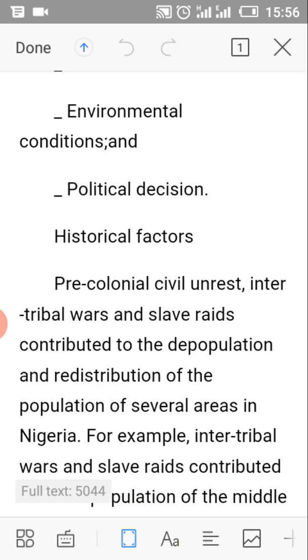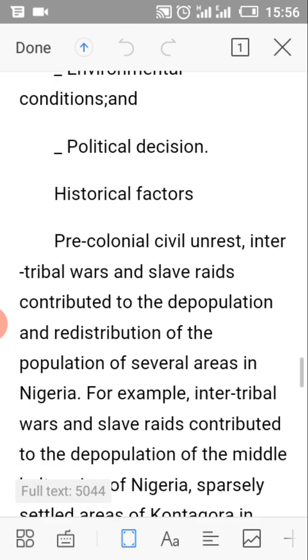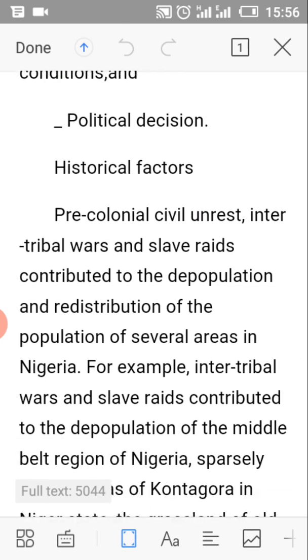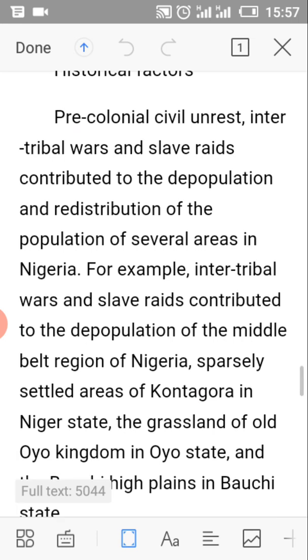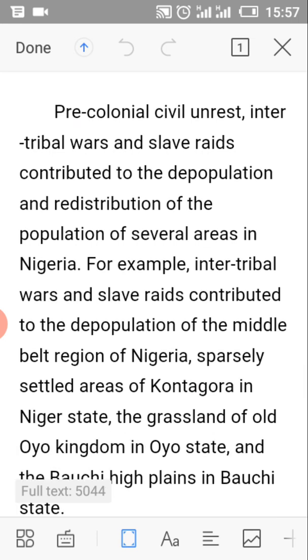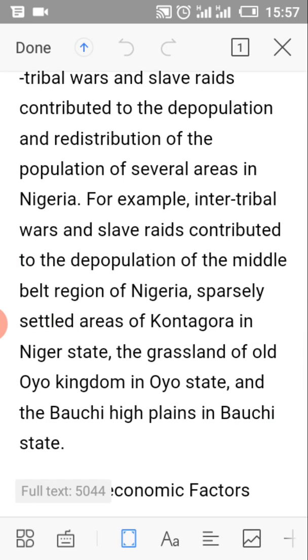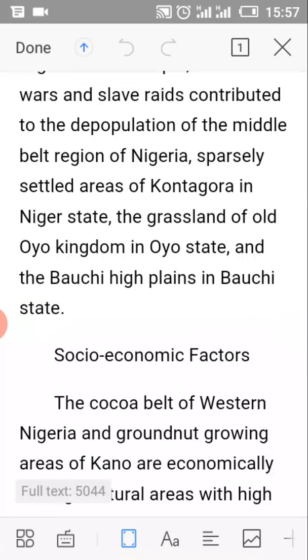pre-colonial civil unrest, intertribal wars, and slavery contributed to the distribution of the population of several areas in Nigeria. For example, intertribal wars and slave trade contributed to the depopulation of the Middle Belt region of Nigeria. Sparsely settled areas include Kotangora in Niger State, the grassland of old Oyo Empire in Oyo State, and the Bauchi High Plains in Bauchi State.